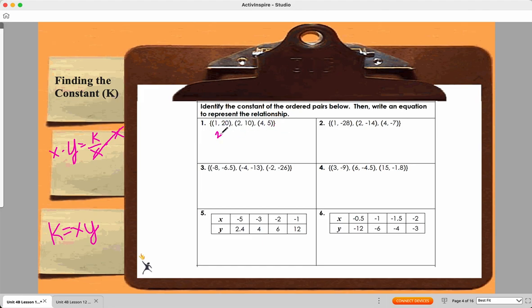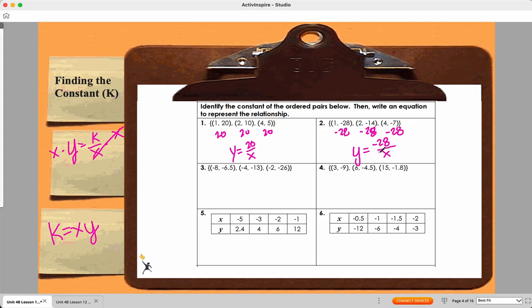1 times 20 is 20. 10 times 2 is 20. 4 times 5 is 20. This is an inverse variation relationship, okay? So I know my equation is y equals 20 over x. And the same thing as I keep looking through this one: if it's inverse variation, I multiply them together, I get the same answer every single time. So 1 times negative 28 is negative 28. 2 times negative 14 is negative 28, and 4 times negative 7 is negative 28. So now, since I've got k, I've got y equals negative 28 over x.